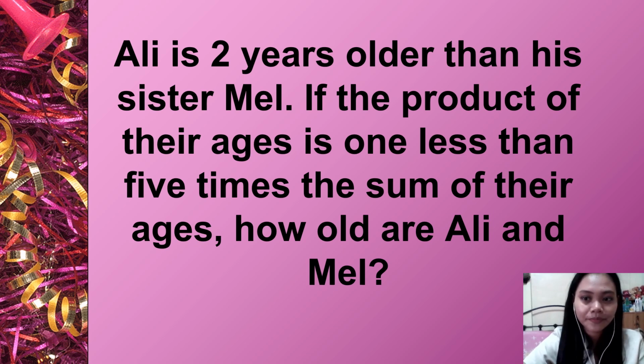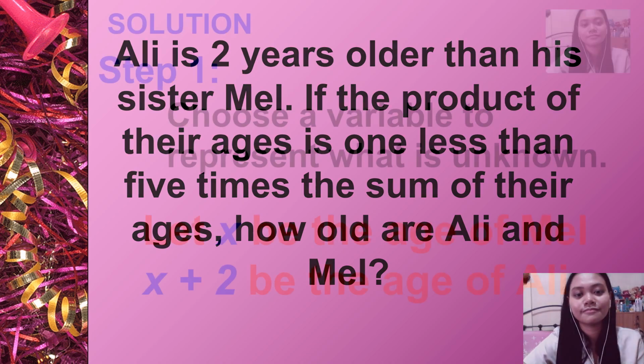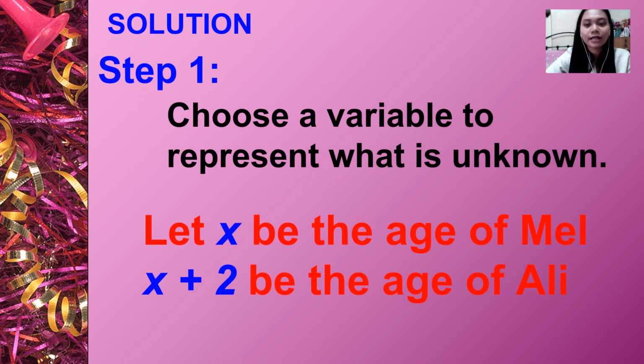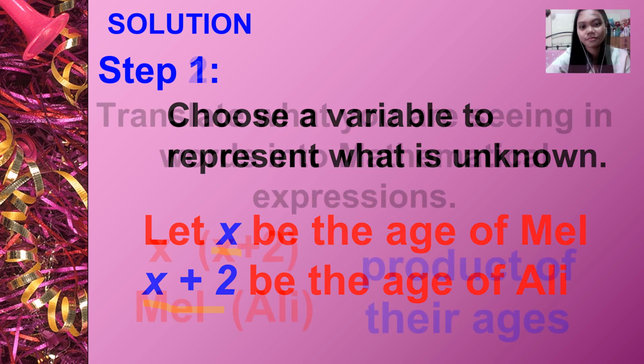First step, we have to represent the unknown, a variable. Okay? So, in this case, ang ginamit nating variable ay x. So, let x be the age of Mel and x plus 2 be the age of Ali. Why is it x plus 2? Going back to the problem, ang sabi niya, si Ali daw is 2 years older than his sister. Okay, so kaya siya meron siyang plus 2.